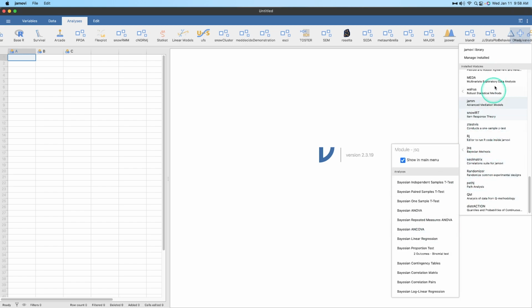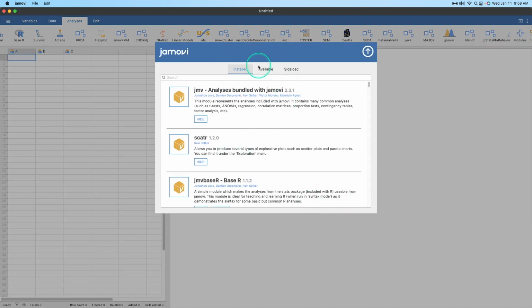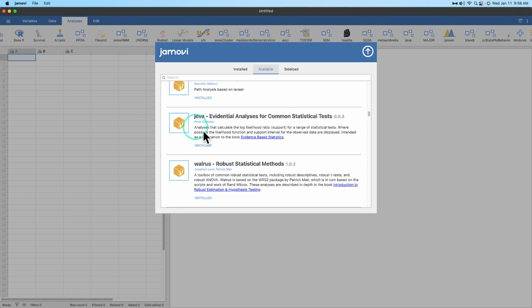And you can go to Jamovi library or manage installed. They open up the same little dialog box. So manage installed, since I already have it open, and you want to go to available. And you can see I've already had it pulled up because I've been reading about it and looking into it. And I realized that I hadn't made a video about it.